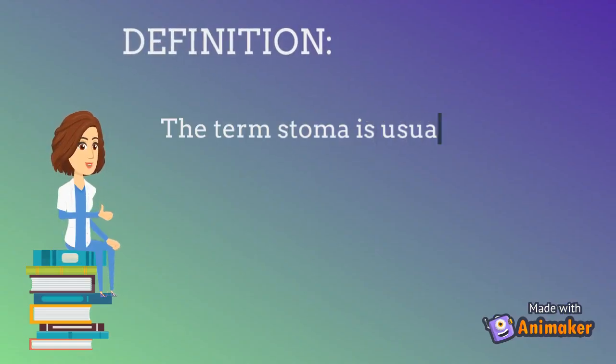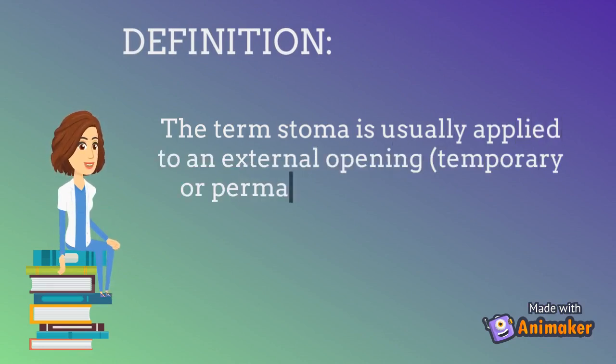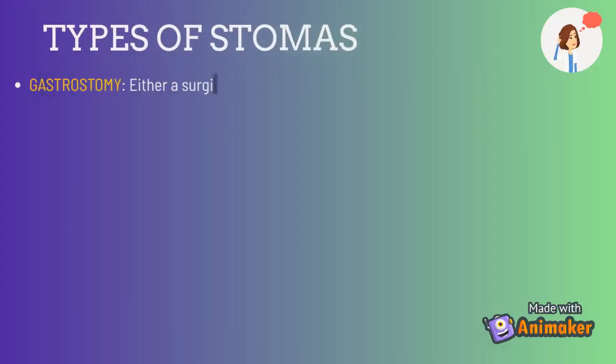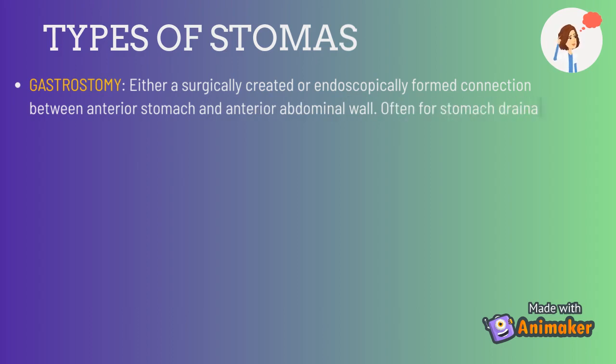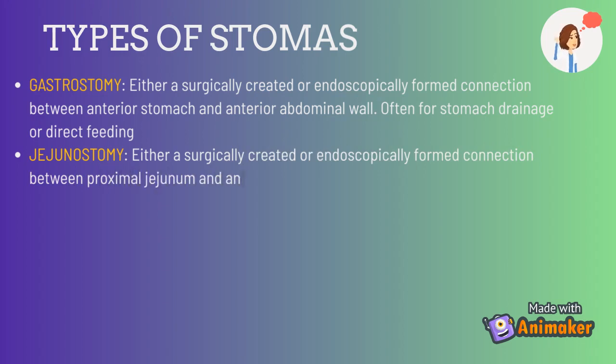By definition, the term stoma is usually applied to an external opening, temporary or permanent, in a hollow organ. Types of stomas. Gastrostomy: either a surgically created or endoscopically formed connection between the anterior stomach wall and the anterior abdominal wall, often for stomach drainage or direct feeding. Jejunostomy: either a surgically created or endoscopically formed connection between the proximal jejunum and the anterior abdominal wall, often for direct feeding.